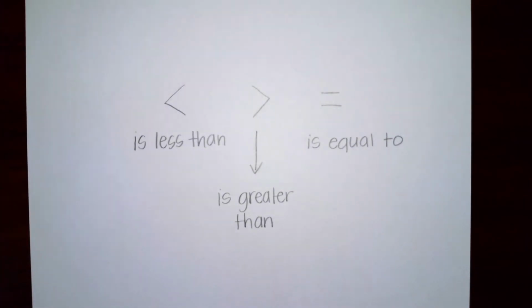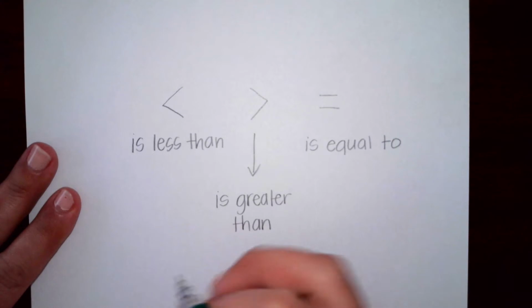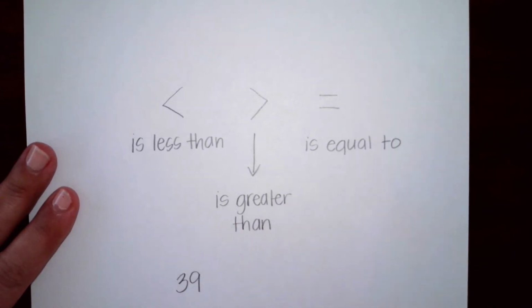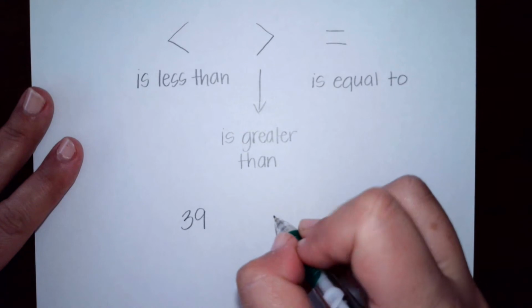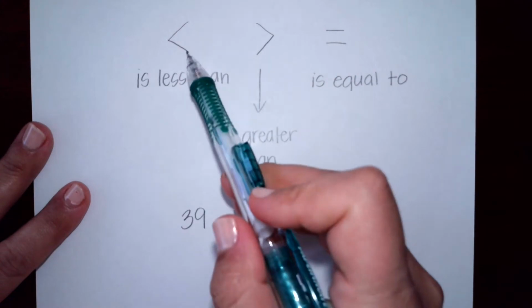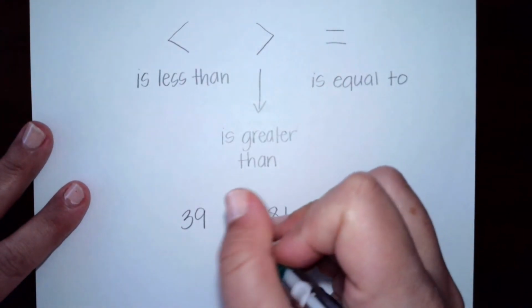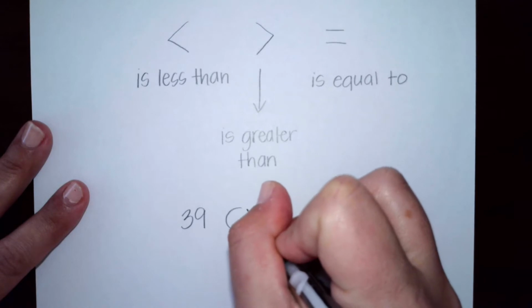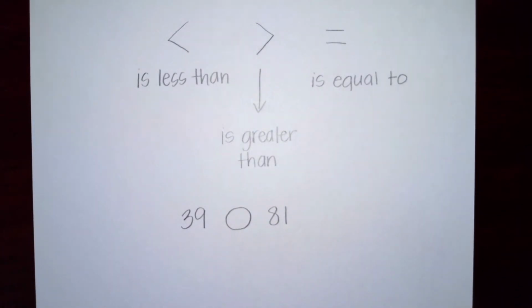So what we're going to practice with is I'm going to give you two numbers. For example, if I give you the number 39 and 81, and I want to compare those numbers using one of these three symbols. In your math book, you're going to see a circle in the middle. That's where you're going to put your symbol. One way to figure out if a number is greater, less, or equal to another number is by drawing it in boxes, sticks, and circles.